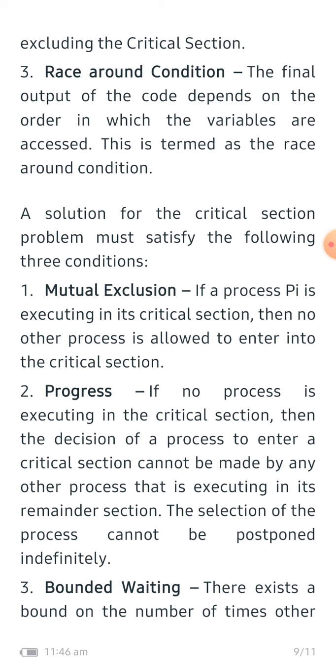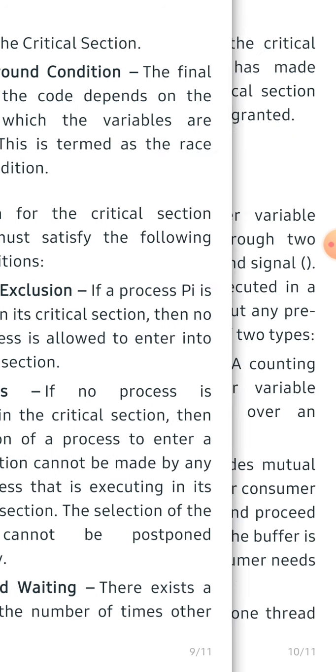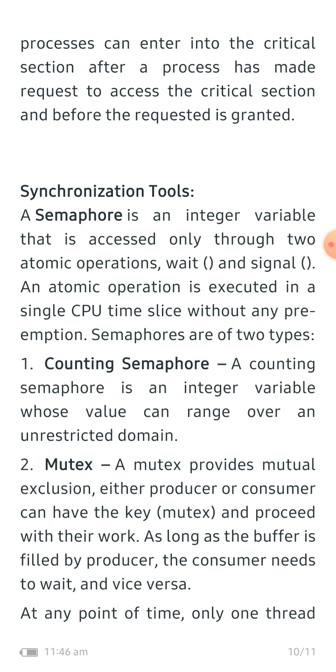The selection of the process cannot be postponed indefinitely. Next is bounded waiting. There exists a bound on the number of times other processes can enter into the critical section after a process has made a request to access the critical section and before that request is granted.